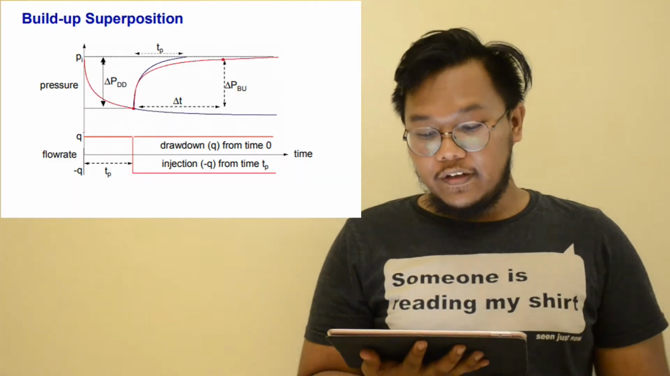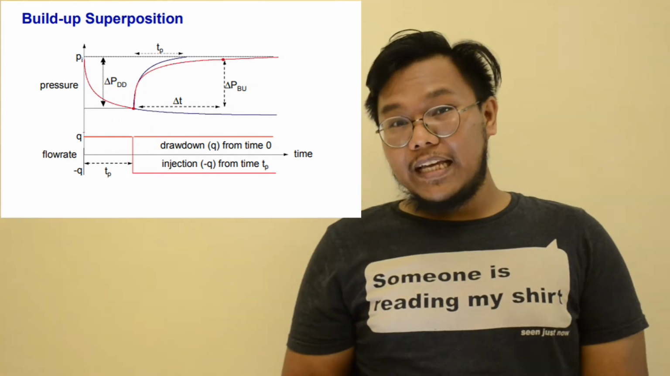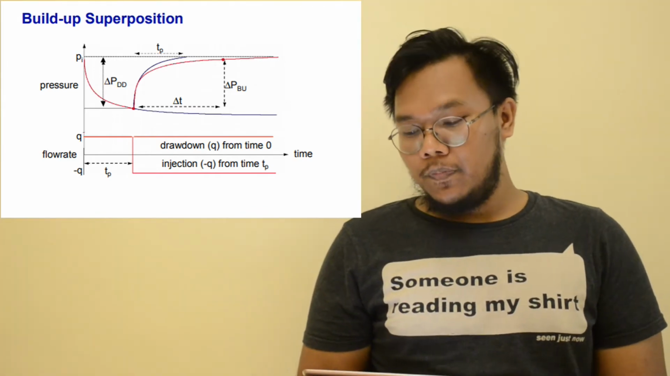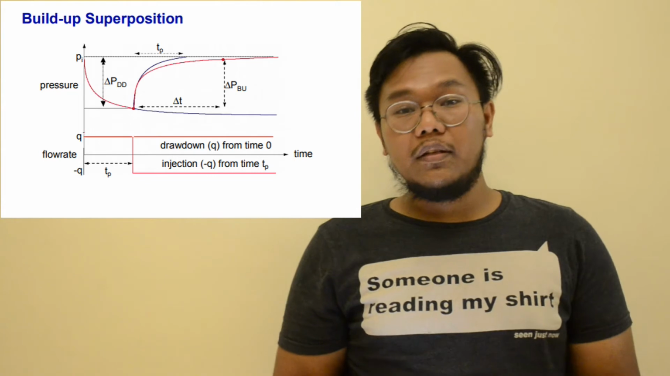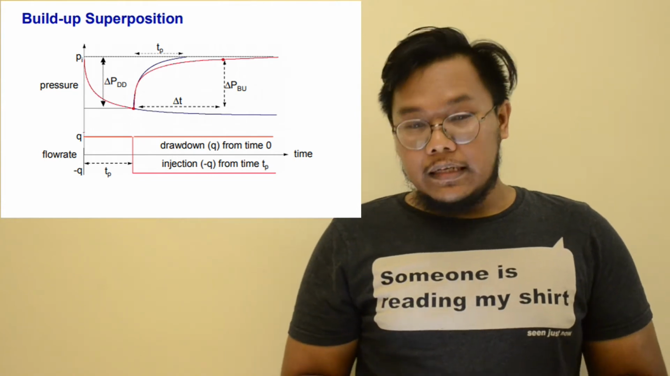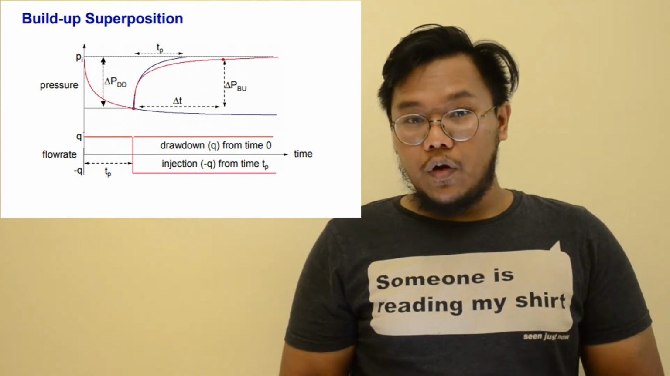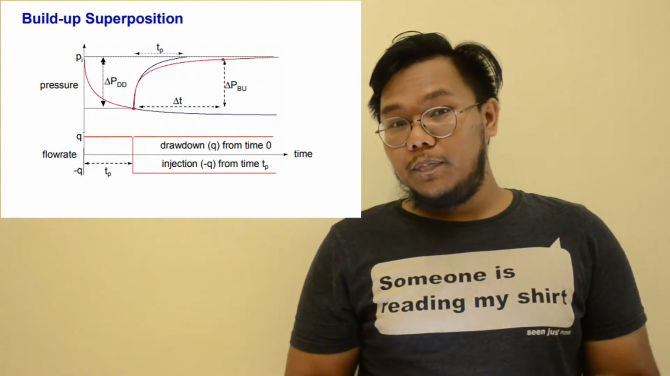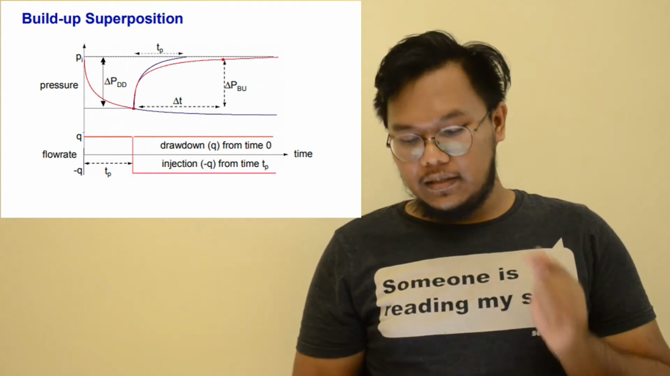Now I will be covering superposition in time. It is a little different from superposition in space: for time, we focus on a single well. Referring to the figure above, the well is producing at rate Q until time tp. What is the importance of tp? It is for the time of interest, which is equal to tp plus delta t.